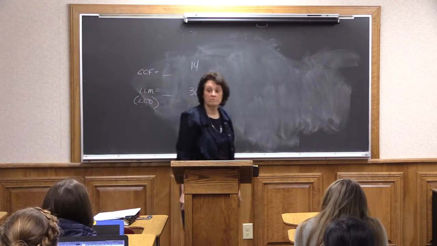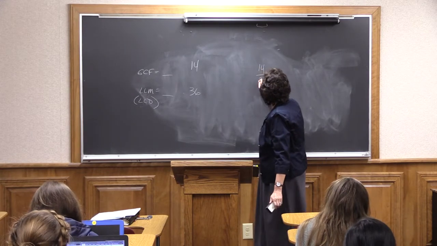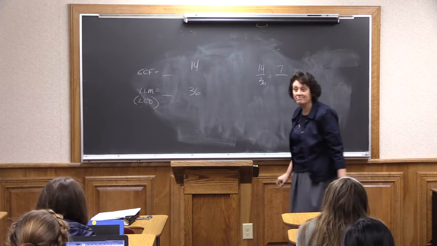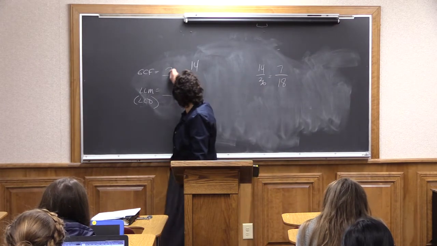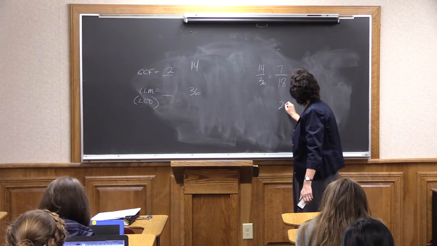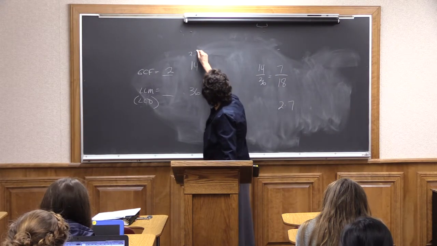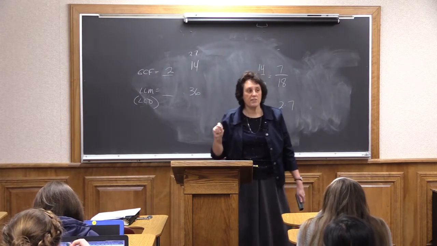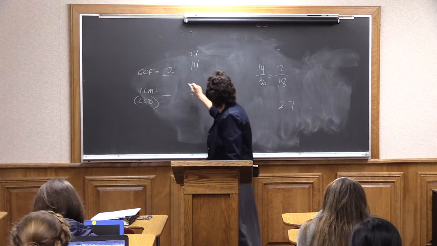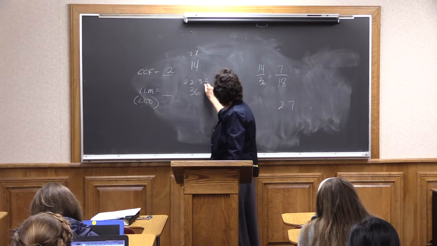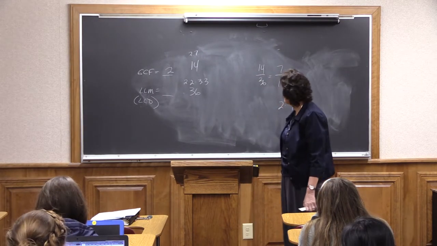Greatest common factor is only 2. If I had to reduce this, it really wouldn't be a big deal, would it? Is that in lowest terms? 2 is the greatest common factor. So that means there's 14. 14 is 2 times 7. 36, first thing I think with 36 is 4 times 9, or 6 times 6, right? So it's going to be 4 times 9. I like to go with that so that the 2s are together and the 3s are together instead of 6 times 6.